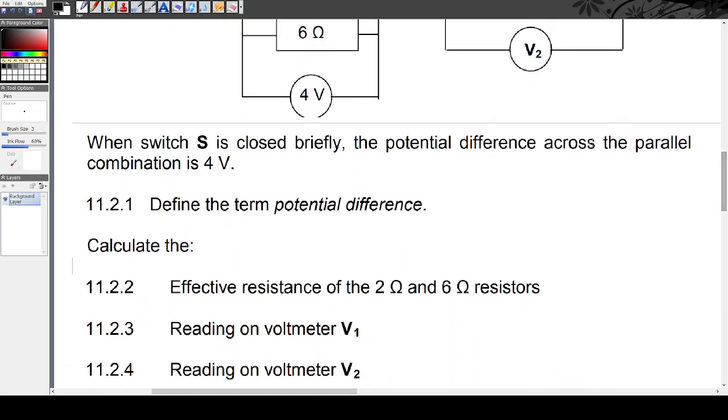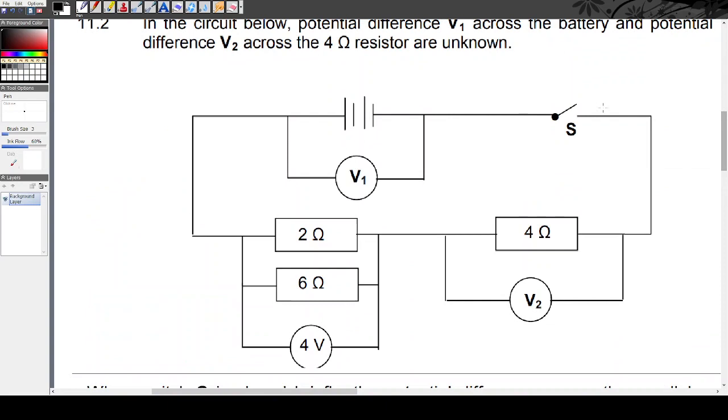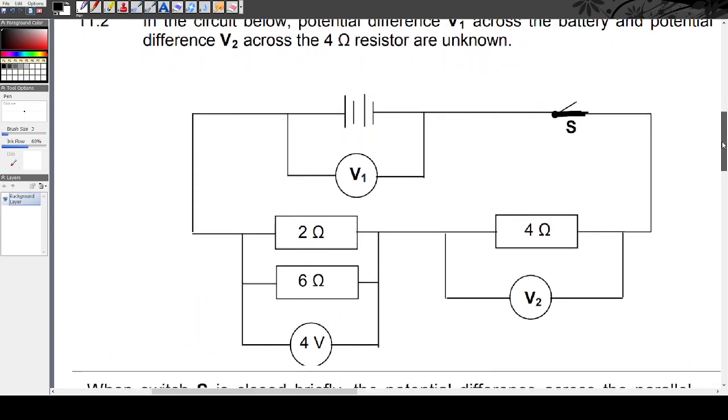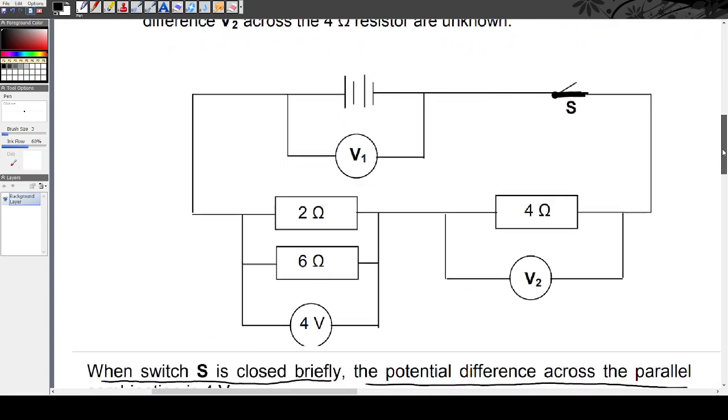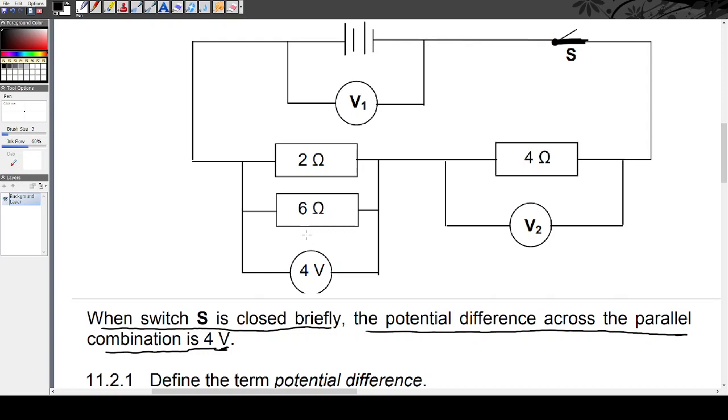It is said that when switch S is closed briefly, the potential difference across the parallel combination of resistors is 4 volts. In other words, when this switch S is closed for a brief moment, assuming that switch S is closed, that means there's a current that flows in the circuit. So it is found that we have 4 volts across these two.